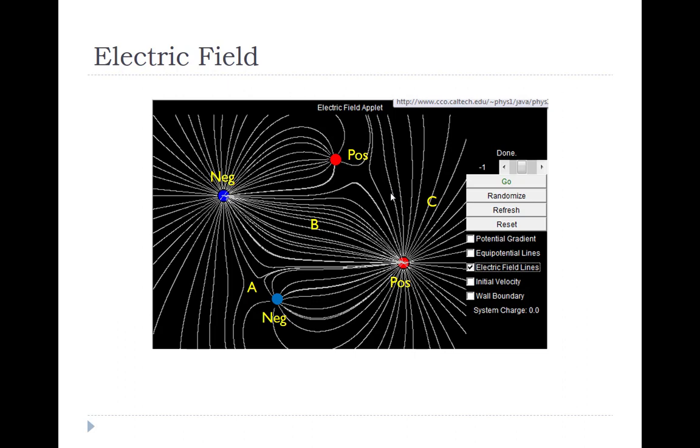This is a little bit of a quiz. If you want to stop and think about it before you hear me give the answers, that's perfectly okay. What you see here are a collection of 4 charges, 2 positive, 2 negative, and 3 marked locations, A, B, and C. And the question I'm asking is, where is the field biggest and smallest?